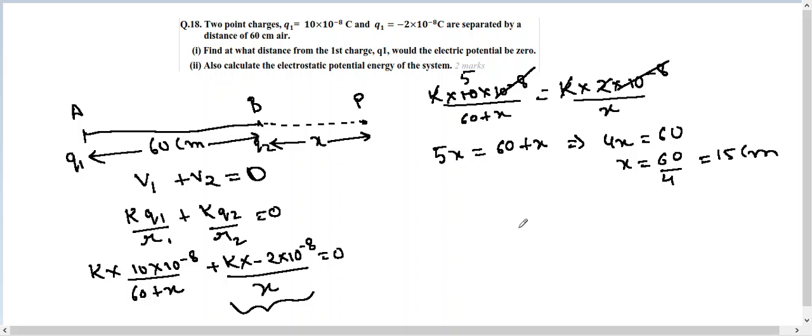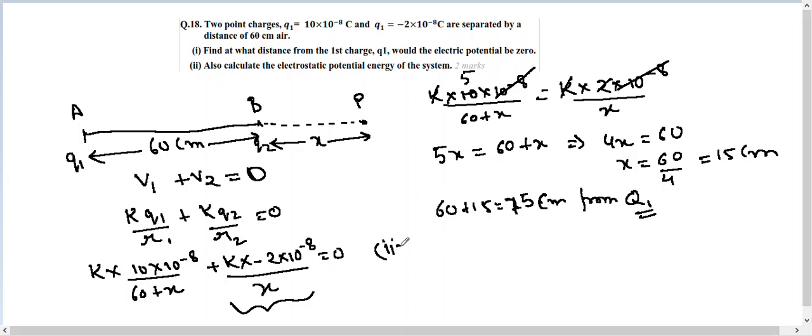So the point P is at a distance of 60 plus 15, that is 75 centimeter from Q1. So that's our answer for the first part, 75 centimeter.